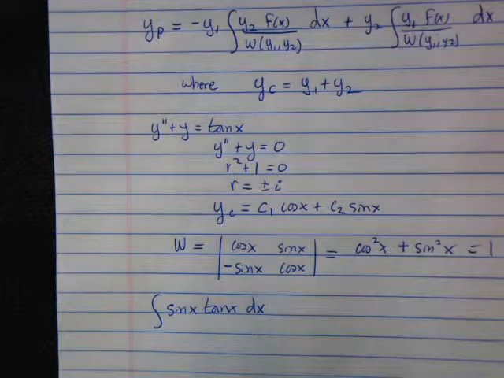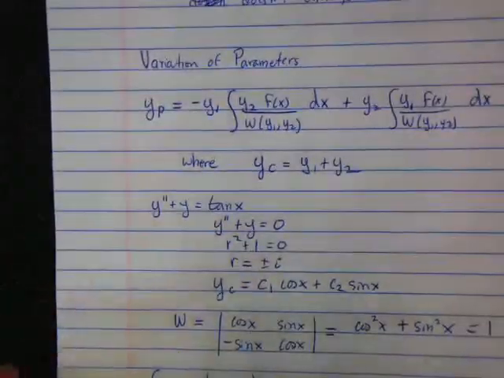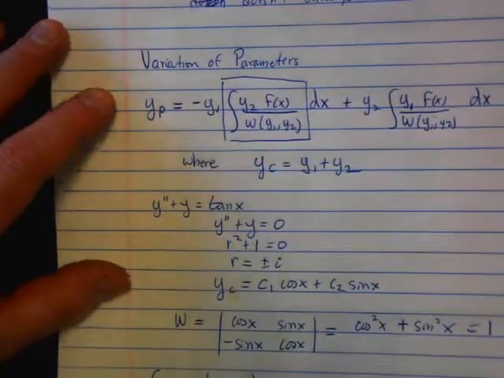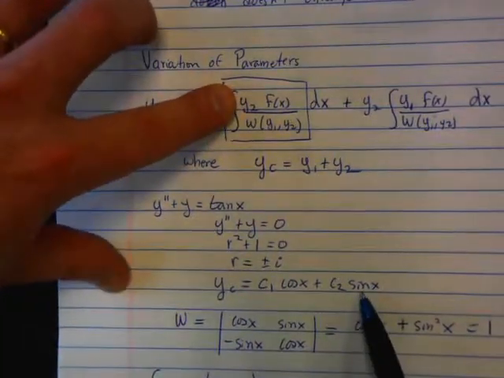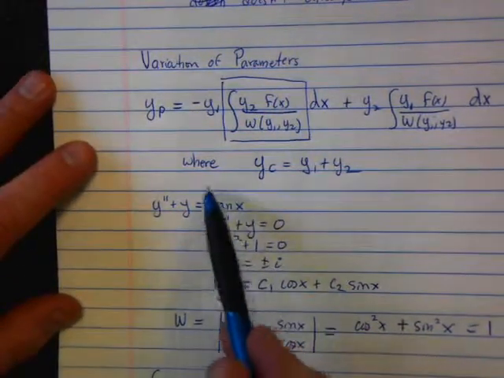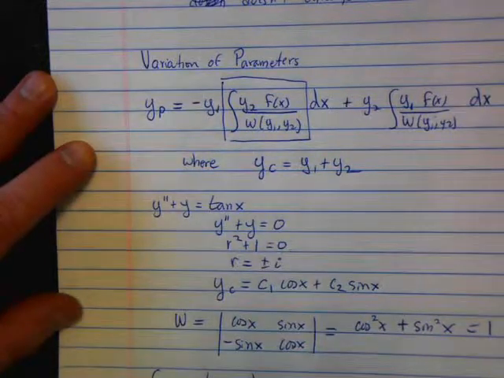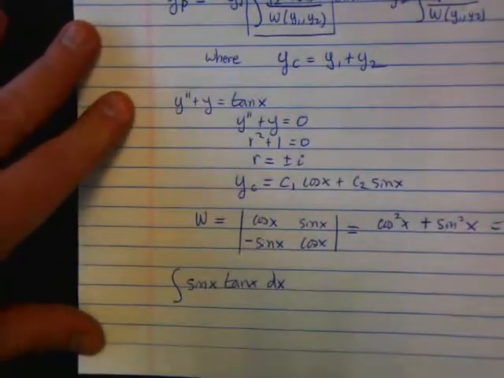It turns into sine x? Yeah, because tangent is sine over... I'm working out this integral right here. So y sub 2, that's sine x. F of x was this function over here, that's tangent x. And I divide by the Wronskian, but we determined that the Wronskian was the number 1. So that's handy. Integration by parts, right?